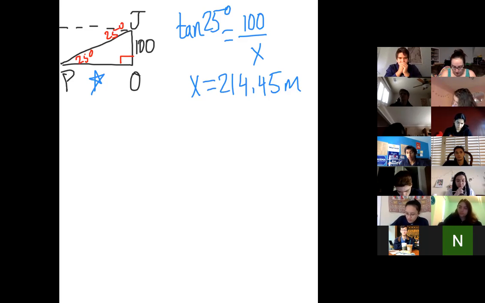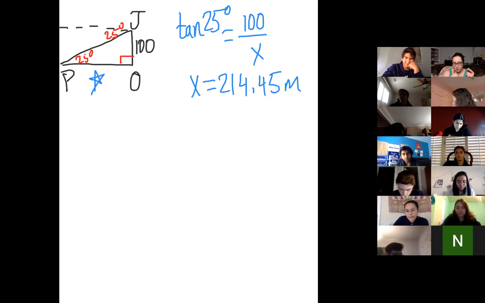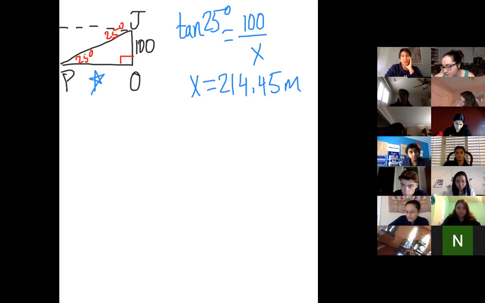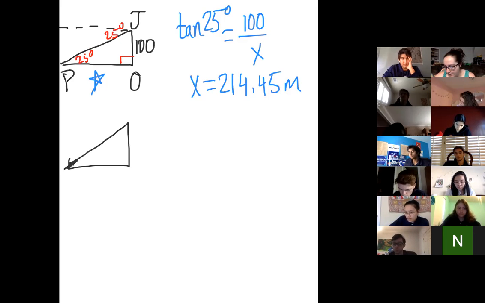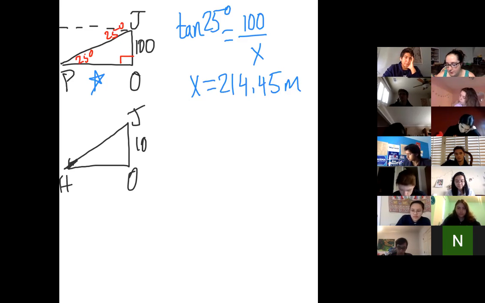Okay, so that was the first triangle. There's another triangle. It's the one that's pointed towards you. But if I were standing on the right side of the picture, it would look like this. And I have H, O, and J. I know that this is still 100. He's still 100 feet up there, even though it's a different side.